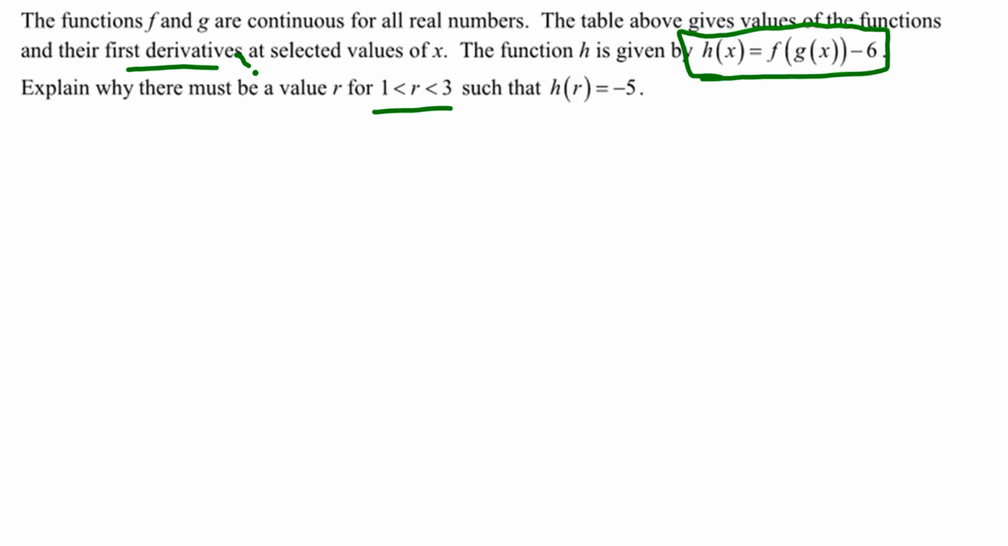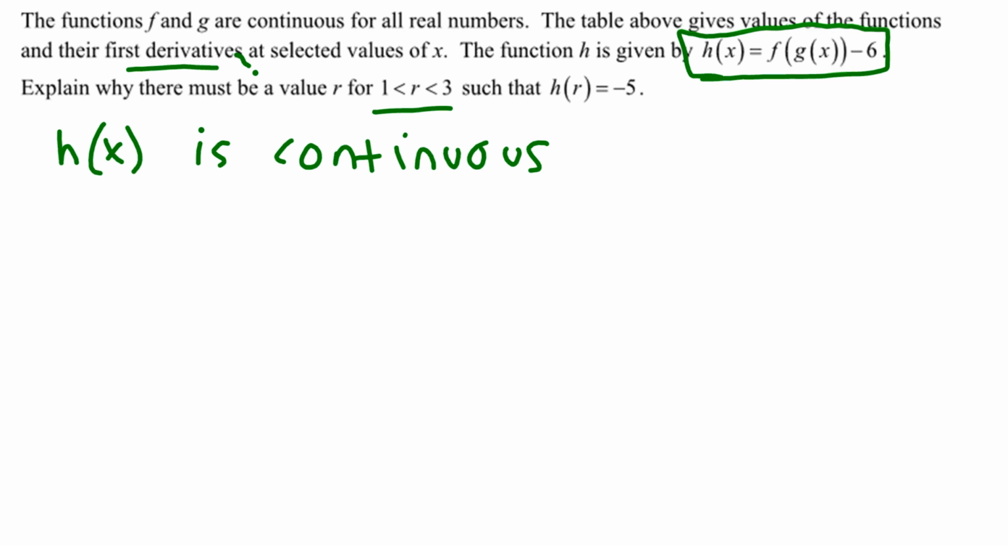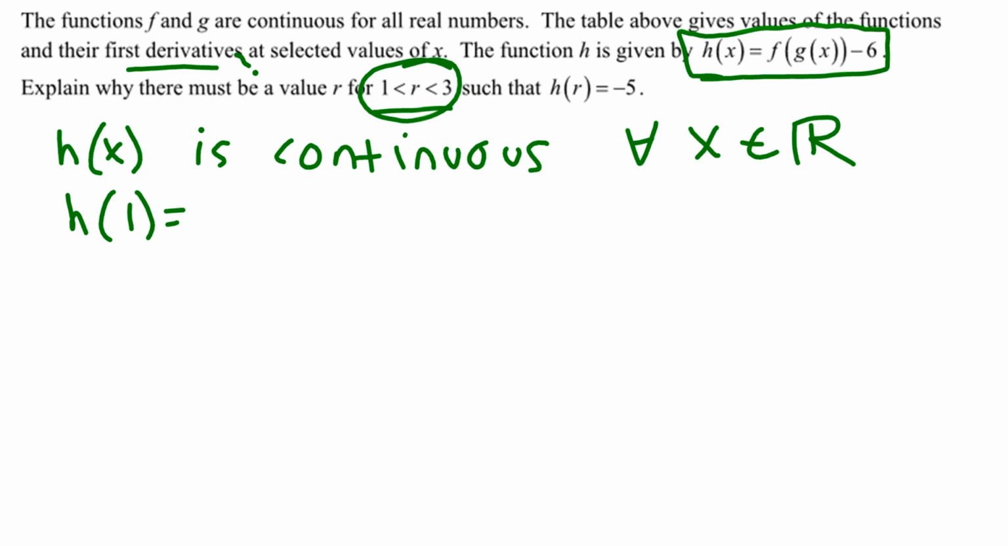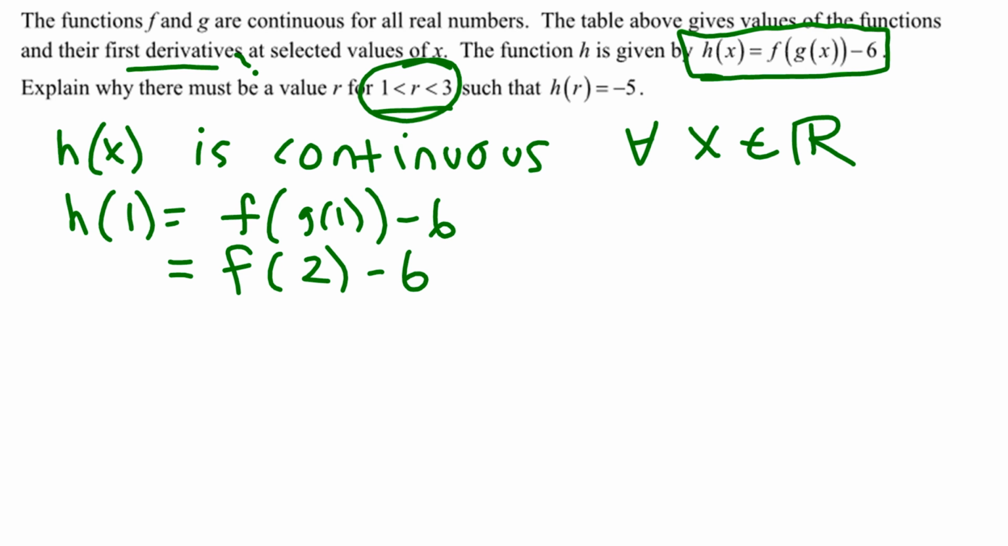All right? So we know that h of x is continuous. Since f and g are continuous for all real numbers, h of x is continuous for all real numbers. You could write out for all real numbers, but I like to use the symbols because it shows how smart I am. Now, we know it has to be on this interval. Let's test the endpoints. H of 1 equals f of g of 1 minus 6. Okay, that would be f of 2. F of 2 is 9 minus 6 equals 3.